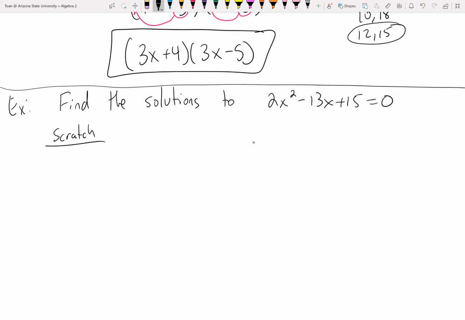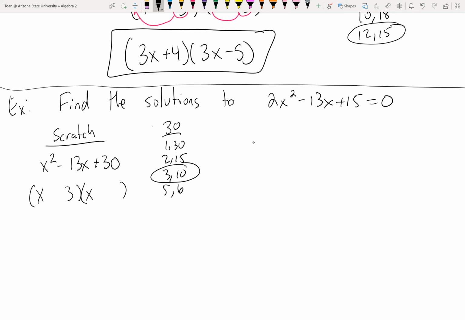So I want to factorize this guy here. So I'm going to multiply the first number by the last number. So that gives me x squared minus 13x plus 30. That's taking the 2 times the 15 gives me a 30. I'm going to factor this guy as normal. 1 and 30, 2 and 15, 3 and 10, 5 and 6. This last symbol makes me think of add. Which pair adds to a 13? That's going to be 3 and a 10. And it needs to add to a negative 13, so they both need to be negative.